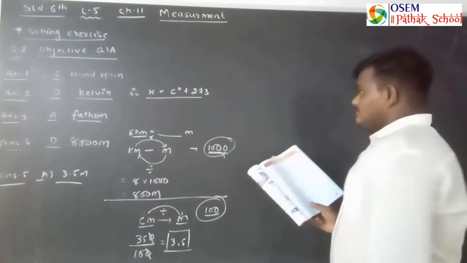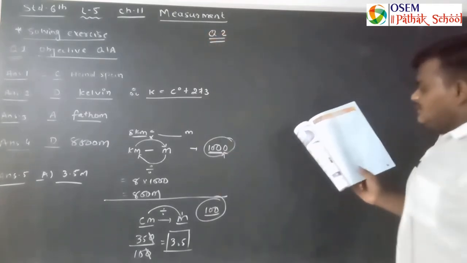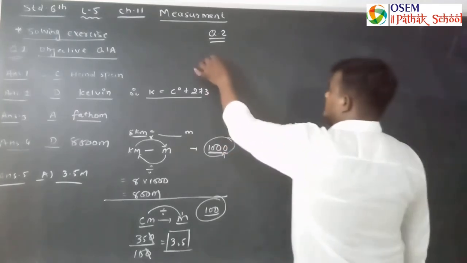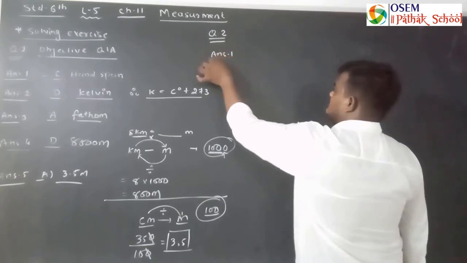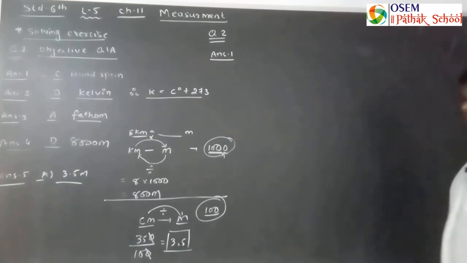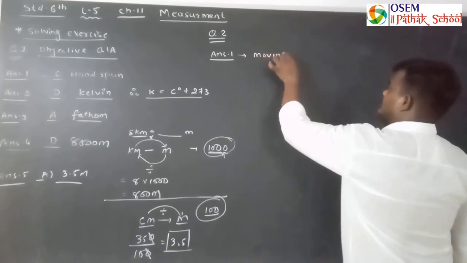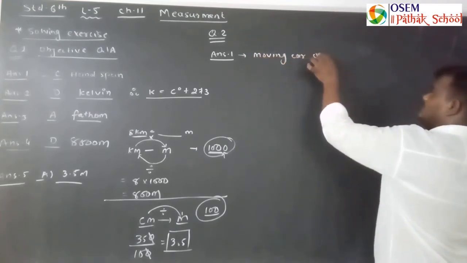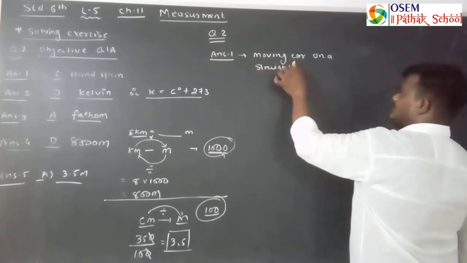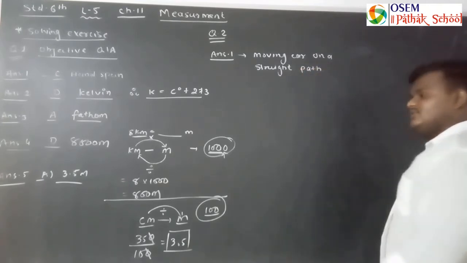Now question number 2: give one example of the following. Give one example of the following. The answer to the first part: here we have to give an example of rectilinear motion. One example of rectilinear motion is a car moving on a straight line, a straight path, you can see. This is the example of rectilinear motion.